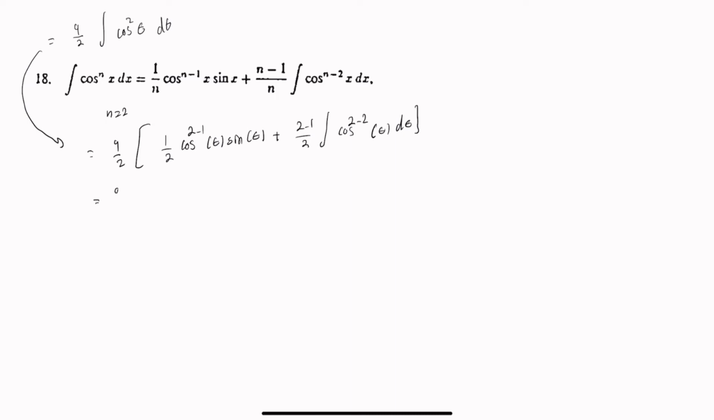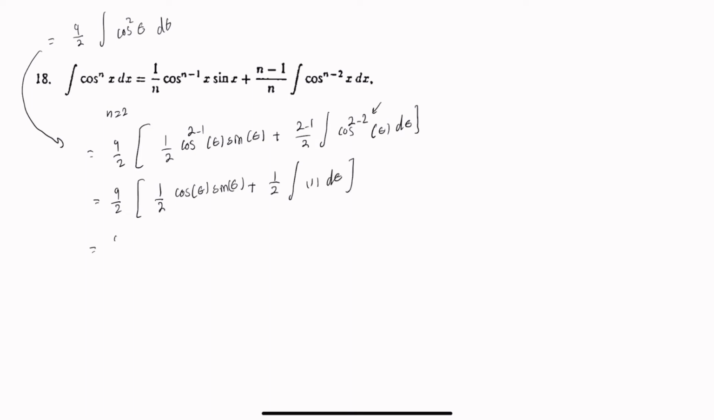Now this is going to be equal to 9 over 2 multiplied by 1 over 2. Then we have cosine of theta, sine of theta, plus 1 over 2, and then we have the integral. Notice this power. This is 2 minus 2, which is going to be equal to 0. And then anything to the power of 0 is going to be equal to 1. So we have 1 and then d theta.